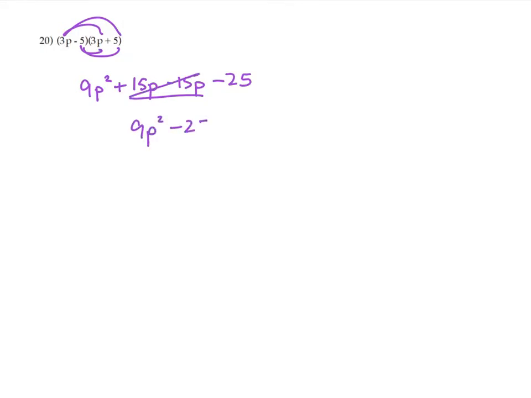Okay, another one just the same as the one we just did. So multiply this by that, and then this by that, and that. So 3p times 3p, 9p squared. 3p times positive 5 would be a positive 15p. Negative 5 times 3 is a negative 15p. And then negative 5 times 5 is a negative 25. Notice that these two in the middle, one's a positive 15, one's a negative 15, they'll cancel out. So my final answer will be 9p squared minus 25.